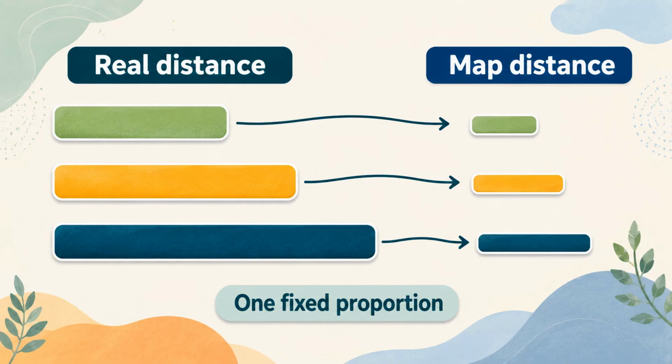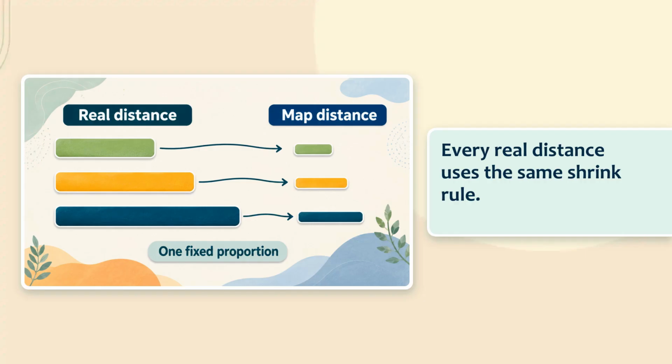A real area must be reduced to fit on paper, but the reduction has to stay the same for every route. This fixed proportion keeps the map dependable, so a longer ground route is still shown as longer than a shorter one. That gives the map a dependable pattern. Every real distance uses the same shrink rule. The fixed proportion keeps nearer and farther places in the correct relationship.